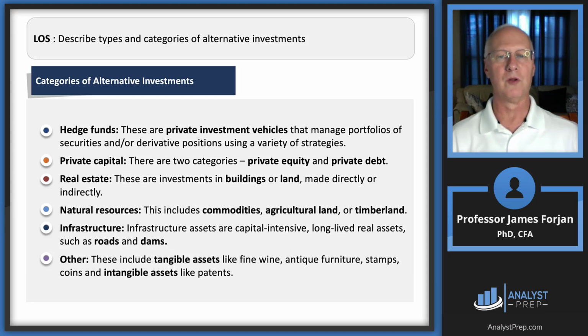All right, categories. We'll go through these in more detail as we go through the slide deck. Hedge funds, I'm guessing you guys know what those are. Private capital, real estate, natural resources, infrastructure, which is super important here as we move into the 2020s, especially in the United States, but I'm guessing it's similar throughout the world, that we need to build better bridges and tunnels and roads and dams and energy sources as well. And then look down at the bottom, embedded circle point, other. These are tangible assets like fine wine, antique furniture, stamps. So think of those as maybe collectibles.